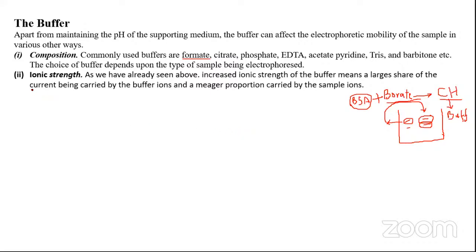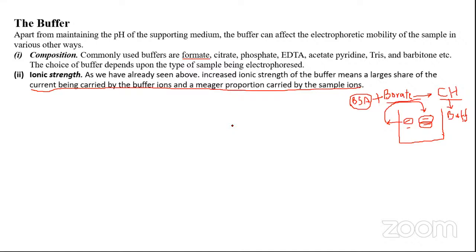Yes, the reason is given over here. If you read it carefully, if buffers which can work only at high ionic strength are used during electrophoresis, the problem you are going to face is that a major portion of the current will be carried, that means the charge will be carried, essentially by buffer ions. I explained to you why this happens.